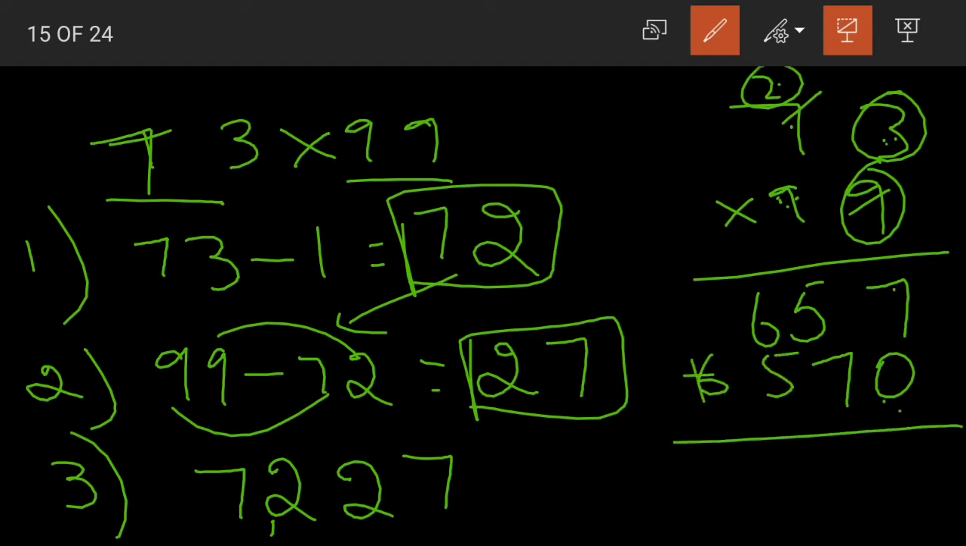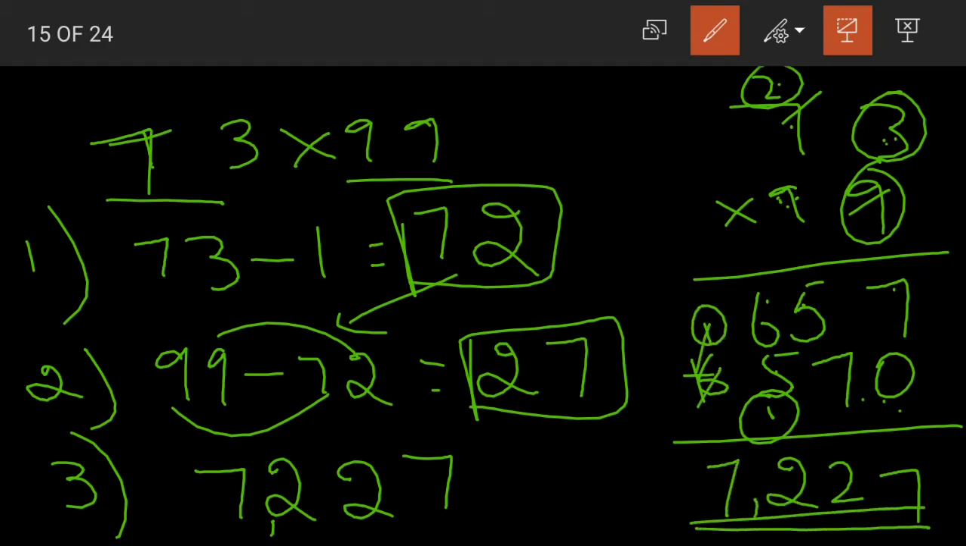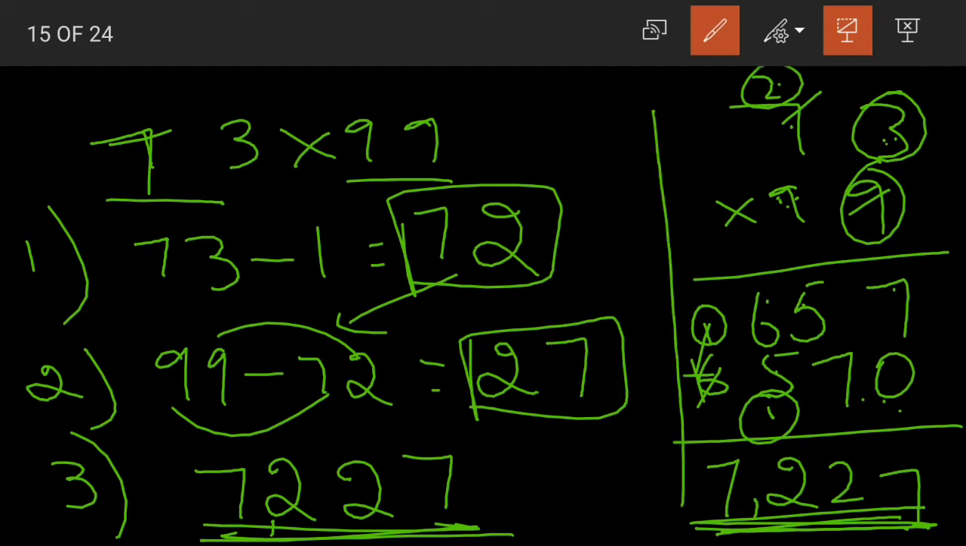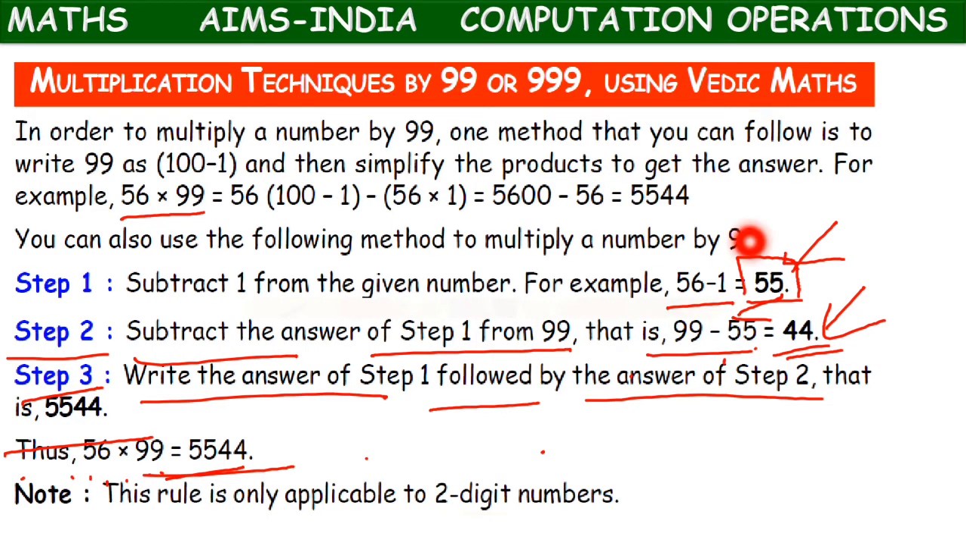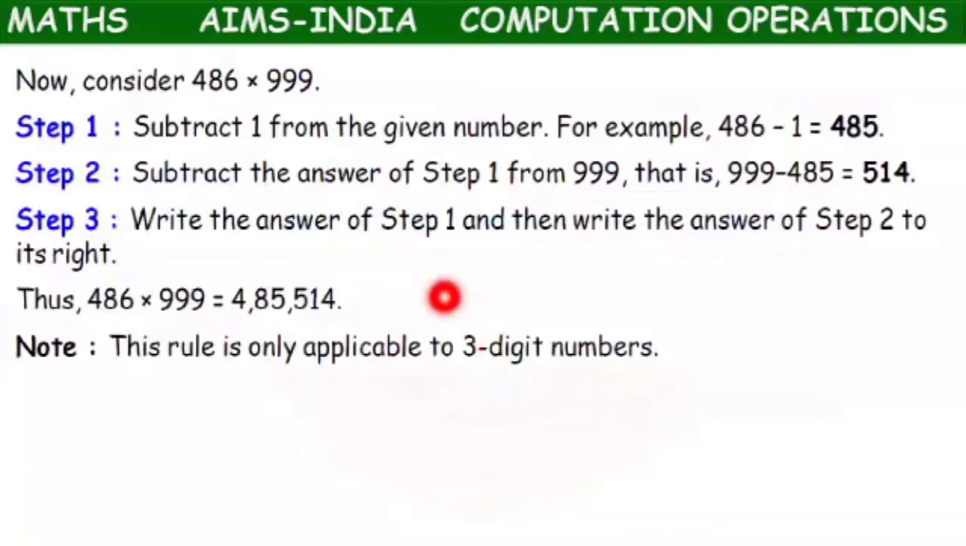Now when we add, 7 plus 0, 7. 7 plus 5, 12. 1 carried. 6 plus 5, 11. 11 plus 1, 12. Again 2 here, 1 carried. 1 plus 6 is 7. What is the answer children? 7227. Yes, the same. It took us this much time to multiply and add, but here we simply got our answer easily. That was multiplication using 99.